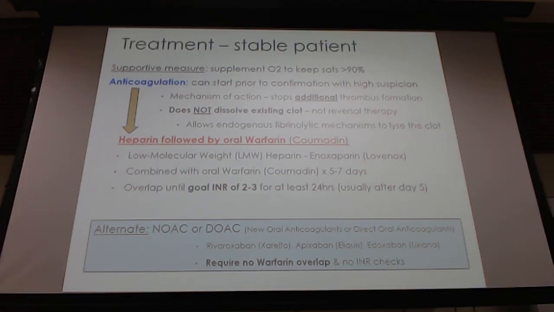If the clot's big and it's affecting a whole lobe, they might need oxygen supplementation. Alright, so it does not do this. Heparin followed by warfarin. Okay, so this is Lovenox, so this is a shot. And then we switch over to an oral. And then the goal is, we can overlap these. So do patients go home with Lovenox shots?